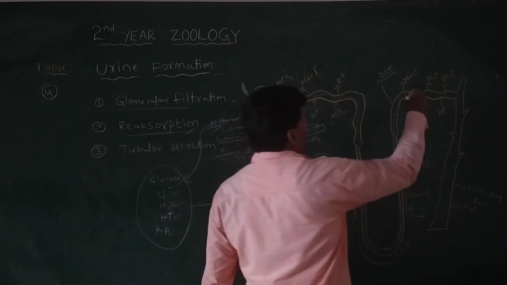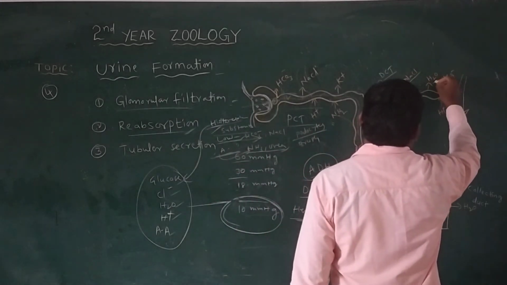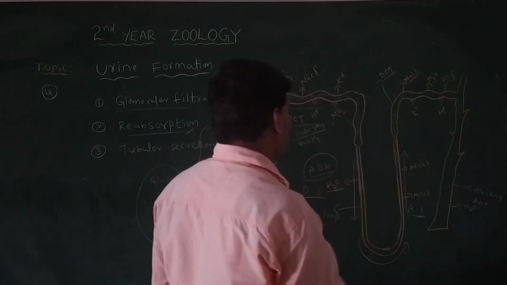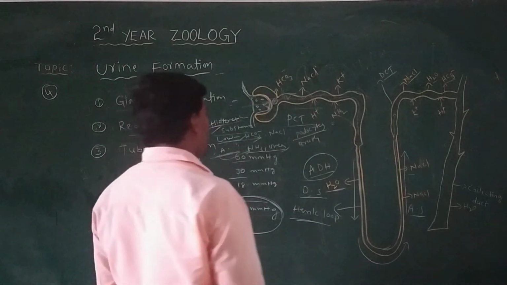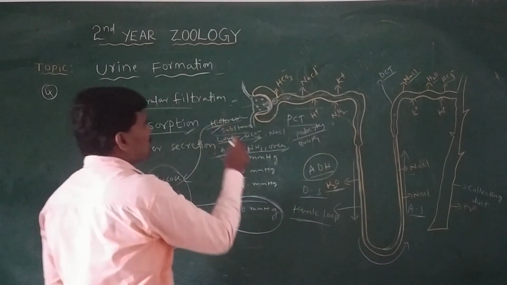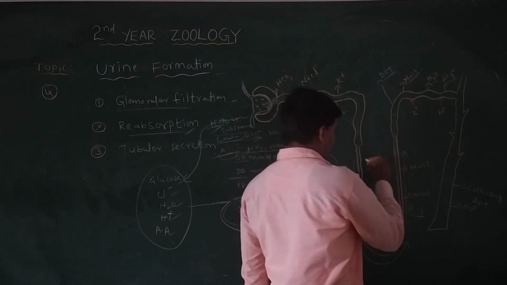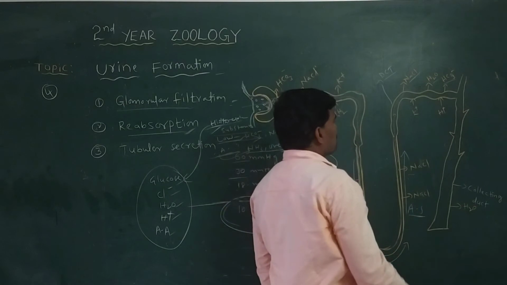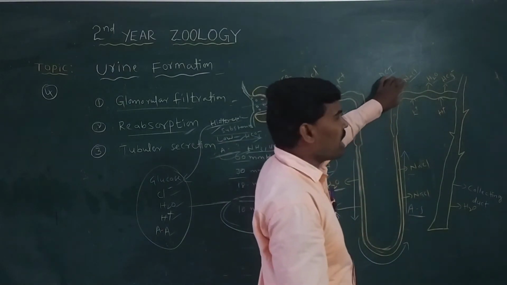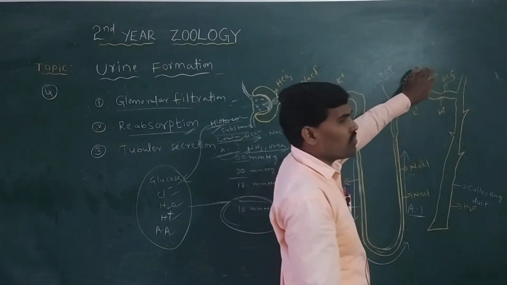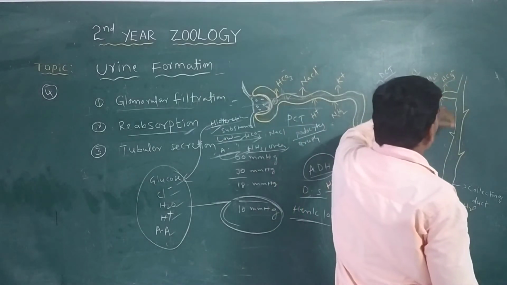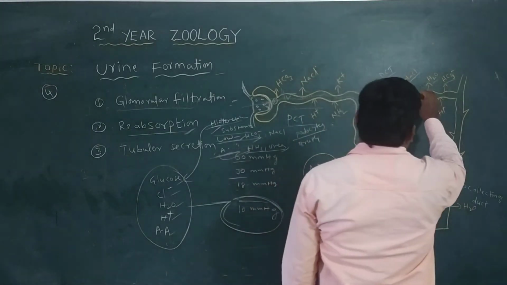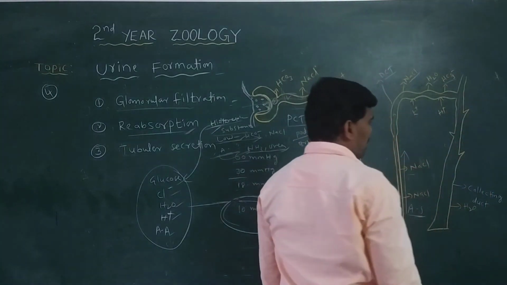The remaining ions, chloride ions, sodium chloride ions, remaining water molecules and the bicarbonate ions are once again completely reabsorbed through the DCT wall. As the fluid flows through the DCT, the sodium chlorides, the few water molecules and bicarbonate ions are once again reabsorbed through the DCT walls. Finally, the fluid flows into the collecting duct.